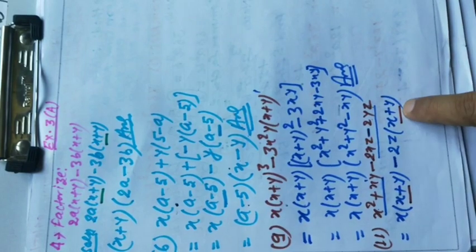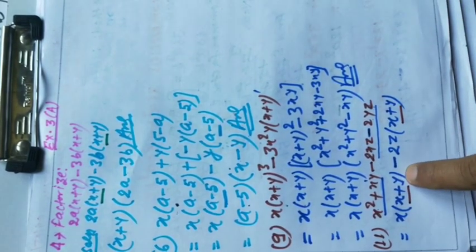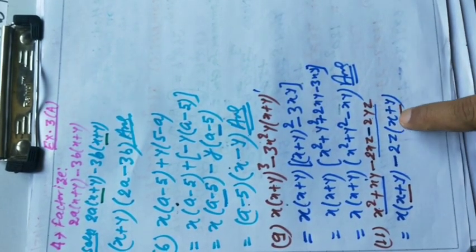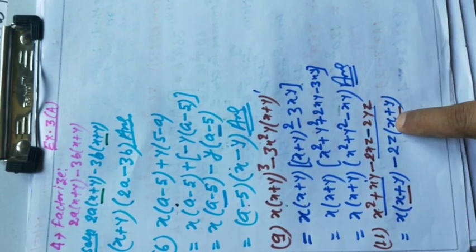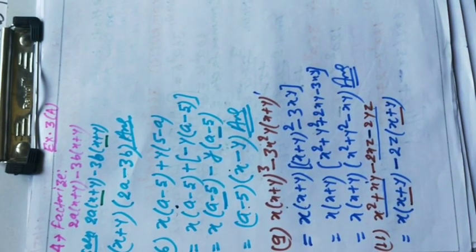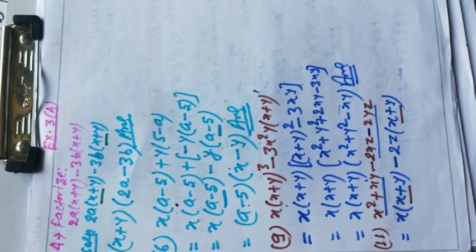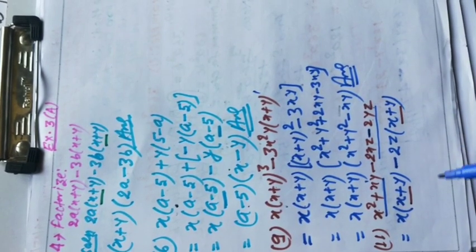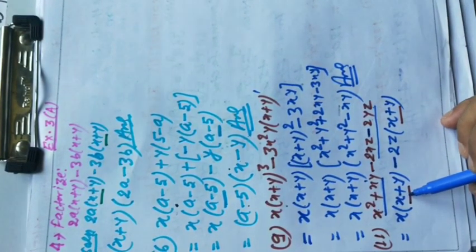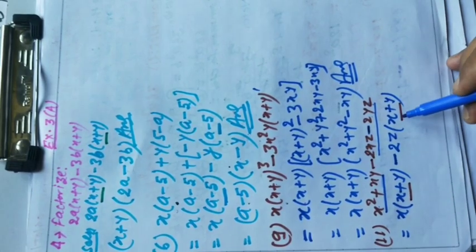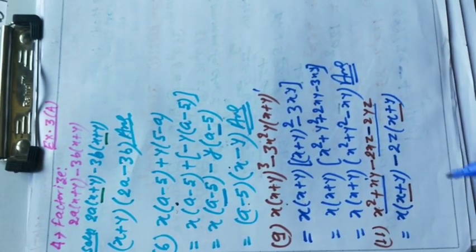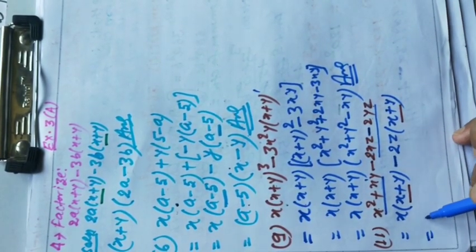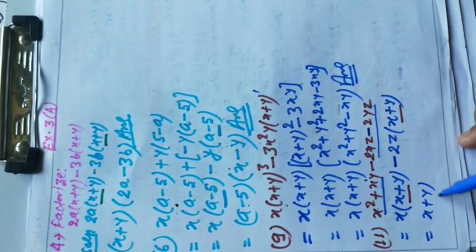Now there are 2 terms. X into x plus y is one term, and 2z multiplied by x plus y is another term. So 2 terms are there. In these 2 terms you can see x plus y is common. X plus y is in the first term and x plus y is also in the second term. So now take x plus y as common.